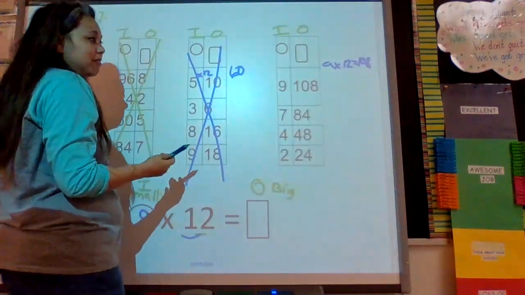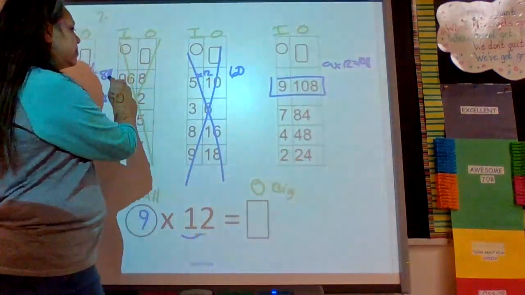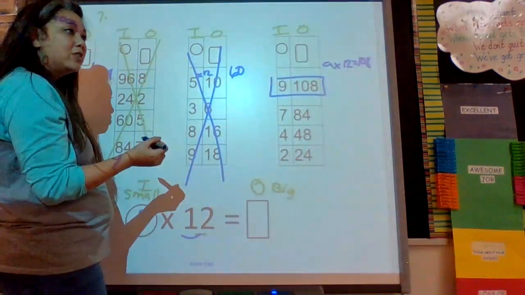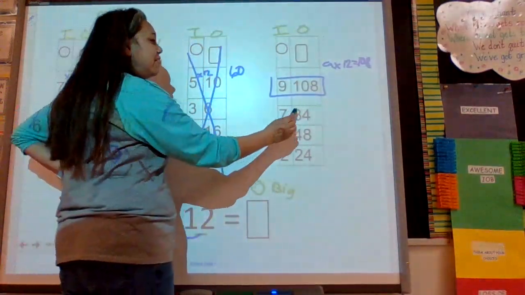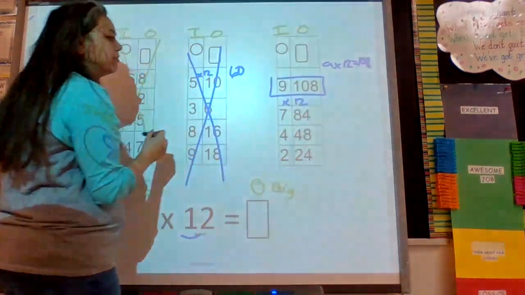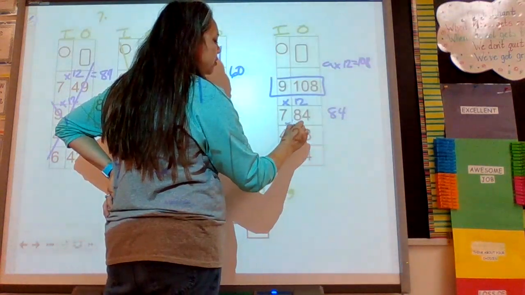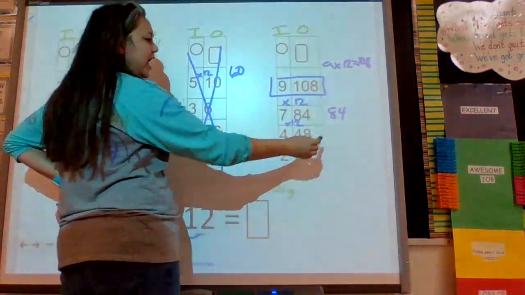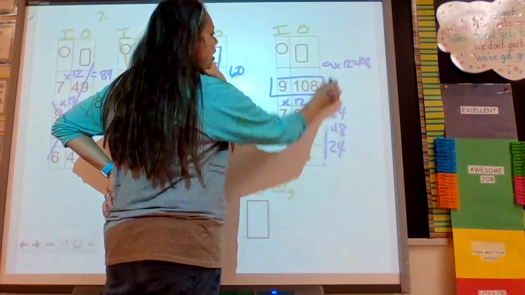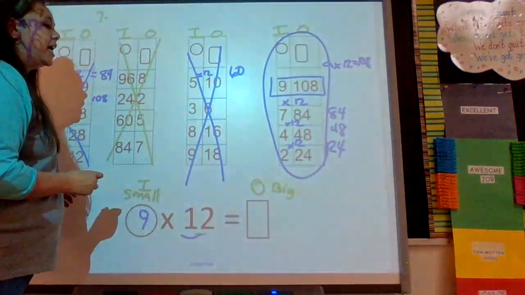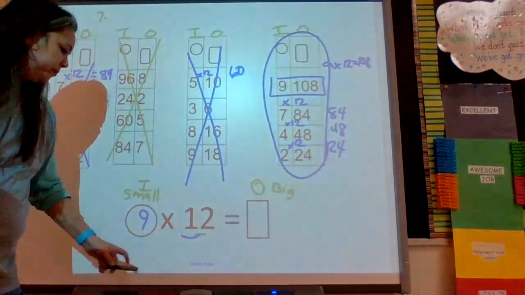Because we're just not. The first one, just because it's the first one, they can make another one kind of work for it. I know, it sounds weird, but they can. Okay, they like to trick you. Don't let them. 7 times 12 is 84. 4 times 12 is 48. And 2 times 12 is 24. So the table that matches this rule is this table right here.